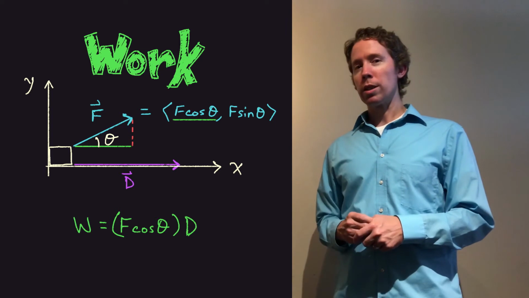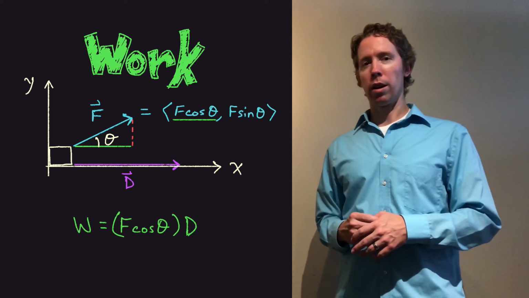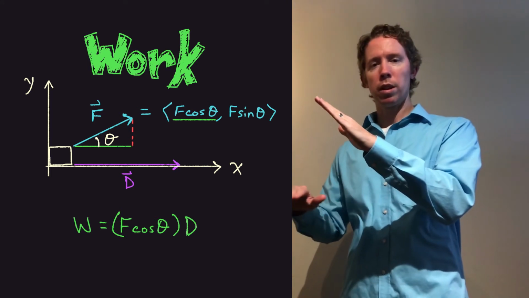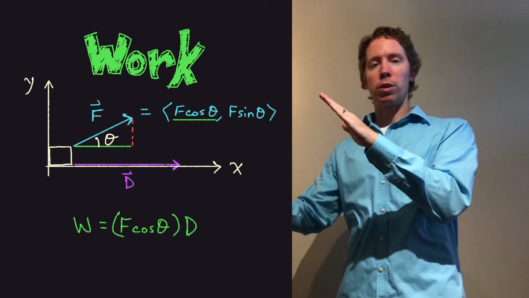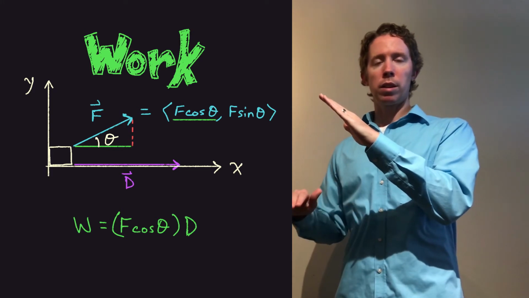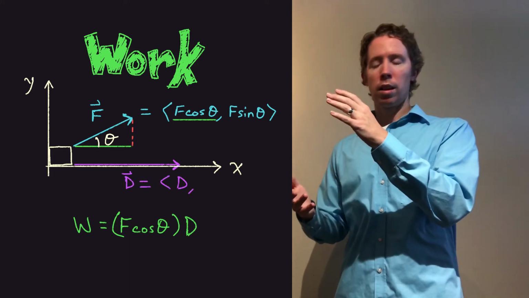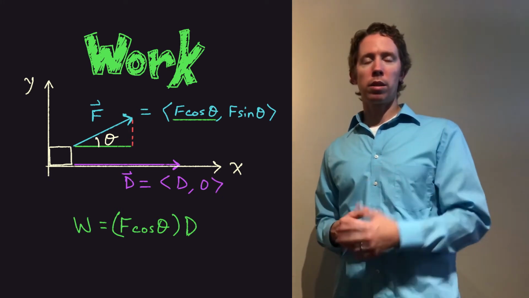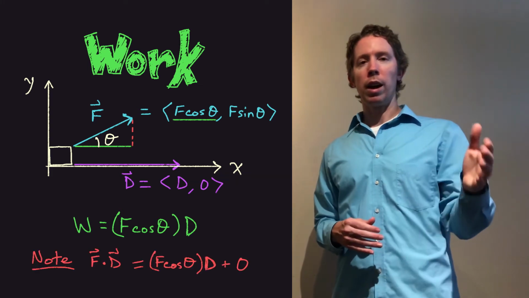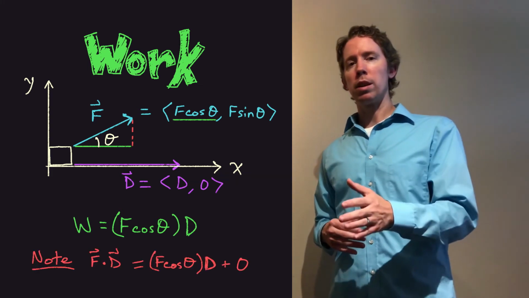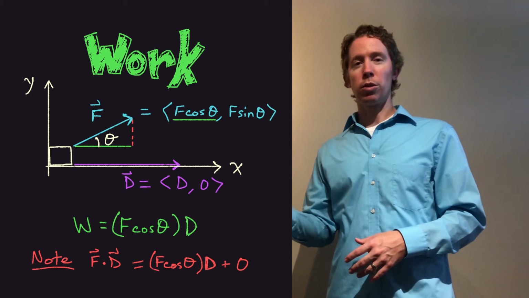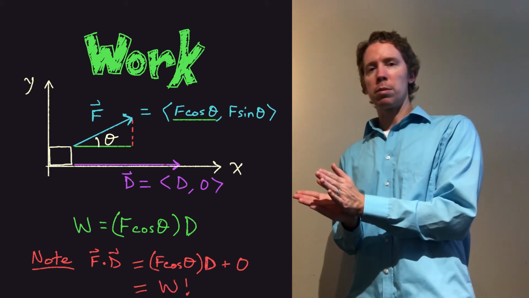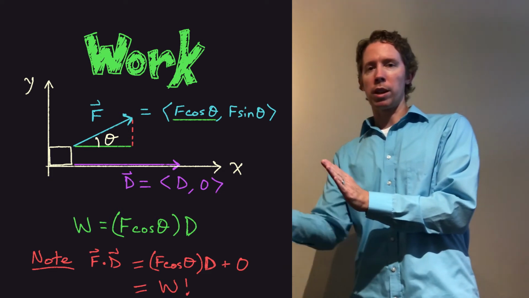Let's call it d. Notice that if we take the dot product of these two vectors, if we take the force to be a vector and the displacement to be a vector, the displacement is all going in the x direction. So the x component of that vector is d, the length, and then there's no y component, it's 0. So if you take the dot product of those two vectors, you get F cosine theta times d plus 0. So the dot product does give you the work in that case. But this seems like a pretty simple situation where you've got the displacement going in the x direction.